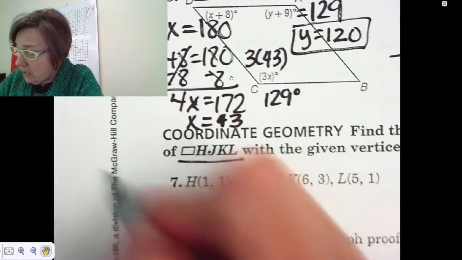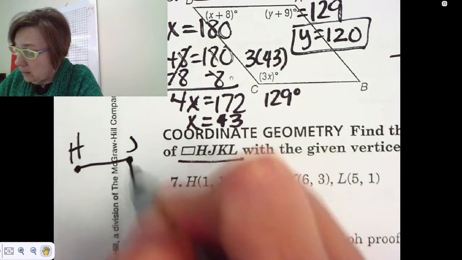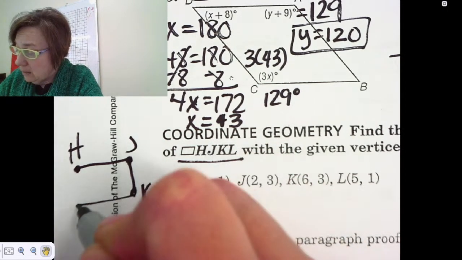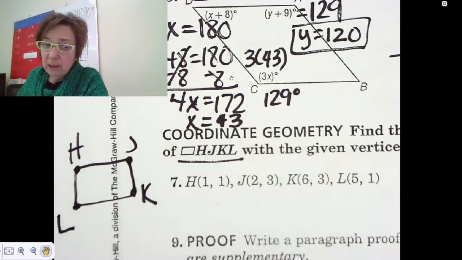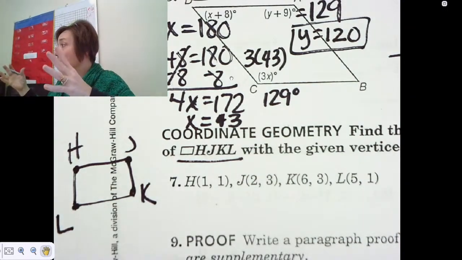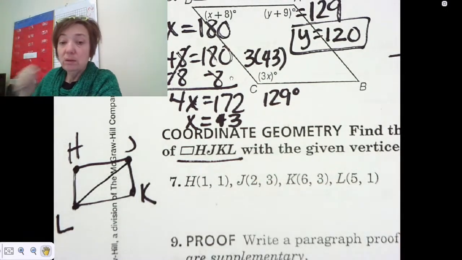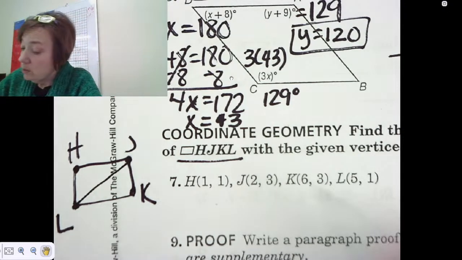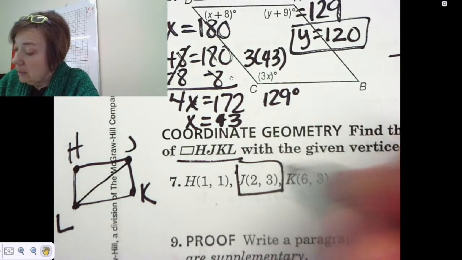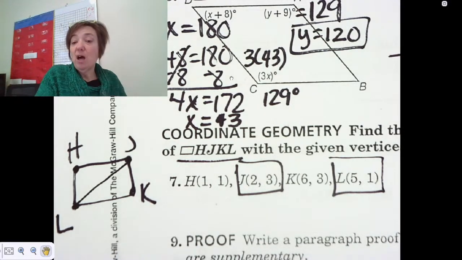Since they named this HJKL, we can do a rough sketch. HJKL, right? And that tells us what points make the diagonals. So what points make the diagonals? Well, JL are diagonals. So J and L are diagonals. We could find the midpoint of JL.